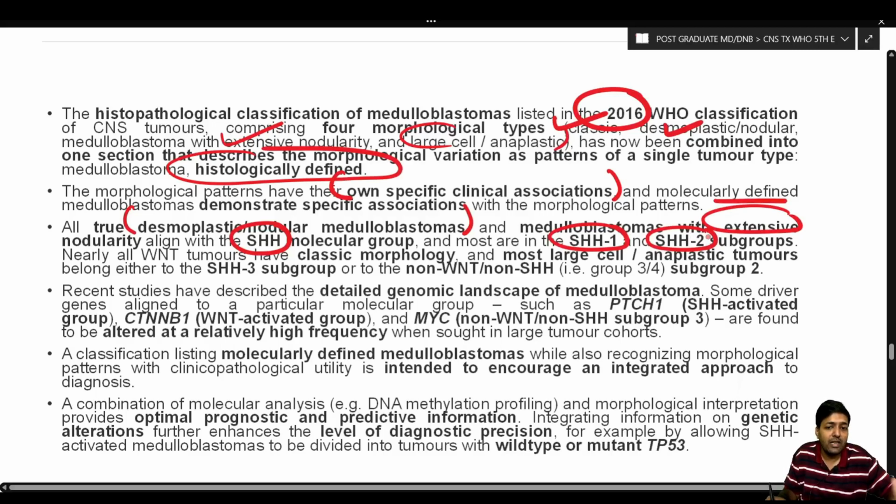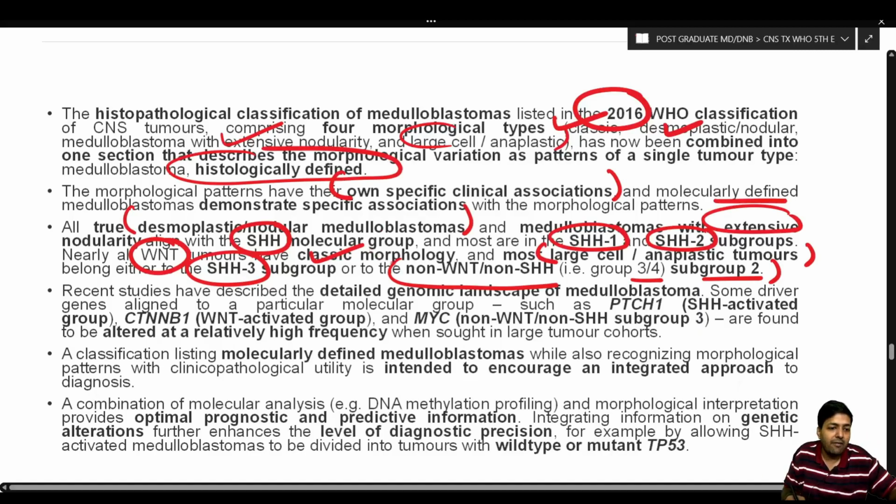So desmoplastic nodular and those with extensive nodularity are mainly in the SHH molecular group and in the subgroups SHH1 and 2. Nearly all WNT tumors have classic morphology, and most large cell and anaplastic tumors belong either to the SHH3 subgroup or to the non-WNT non-SHH group 3-4 subgroup 2. So this is how there is an association between the molecular and the histological features.